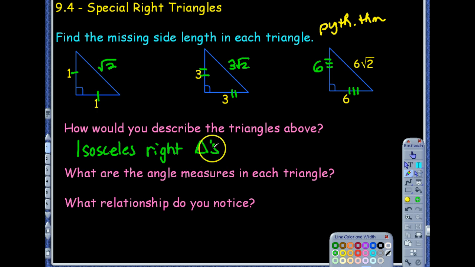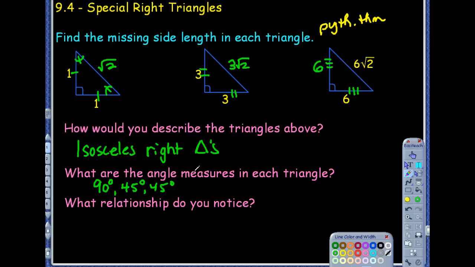All right, next question: what are the angle measures in each of the triangles? Well, I know that I've got one that's 90 degrees. And because it's isosceles, I know the base angles are congruent. So each of those would have to be 45 in order to make up the rest of the 90. So we have a 90 and two 45-degree angles in each of those triangles. Now the next question asks about a relationship. I'm going to direct this a little differently: what do you notice about the sides?